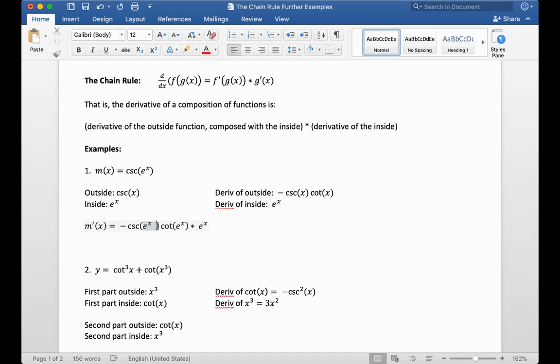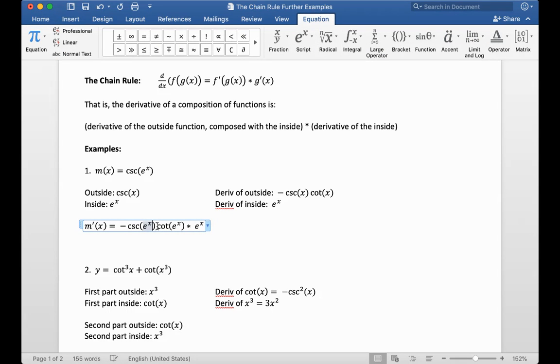Again, one of the mistakes that's easiest to make in a situation like this is to forget that cosecant and cotangent are both functions, and so it's minus cosecant of the inside times cotangent of the inside.